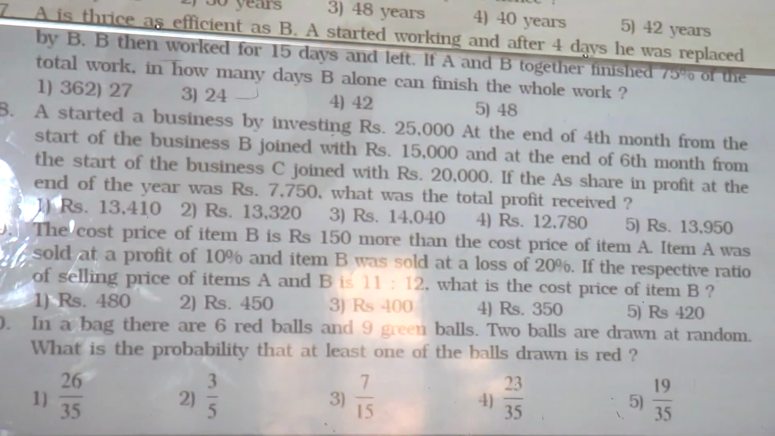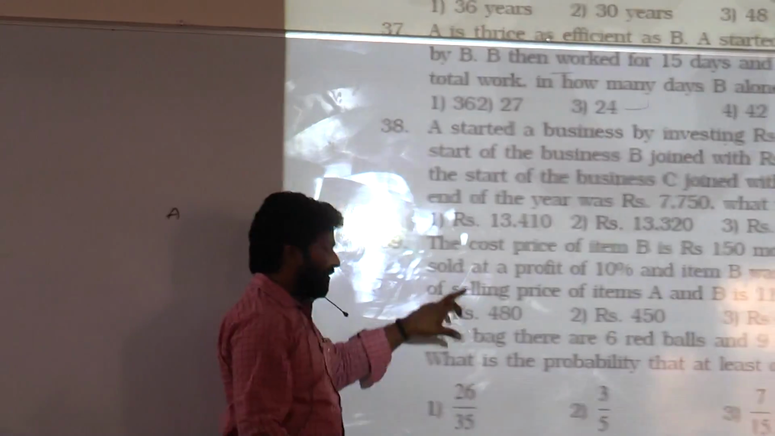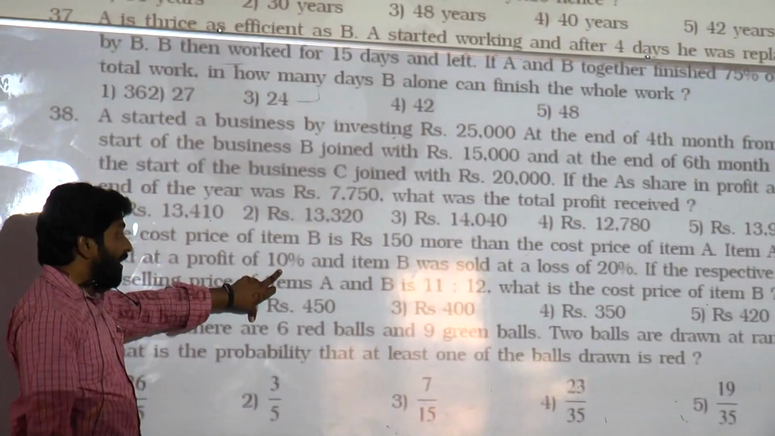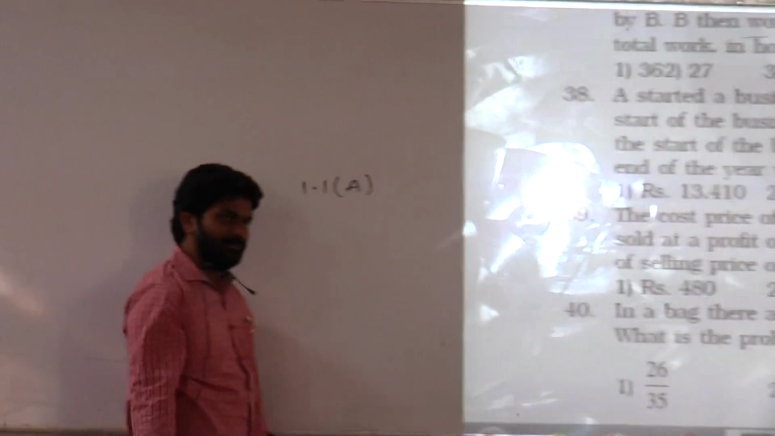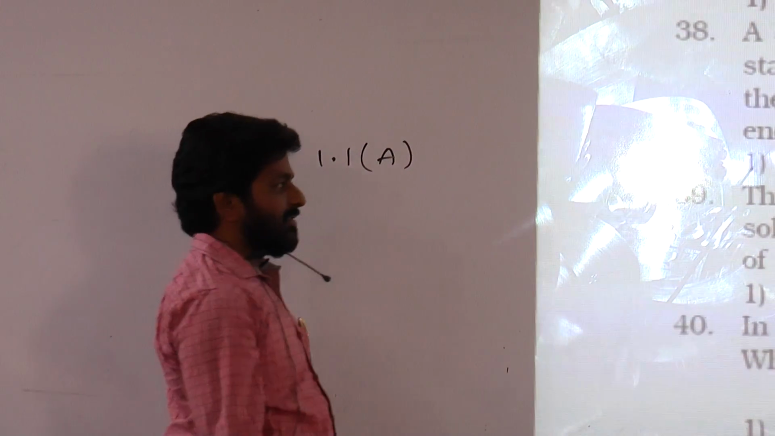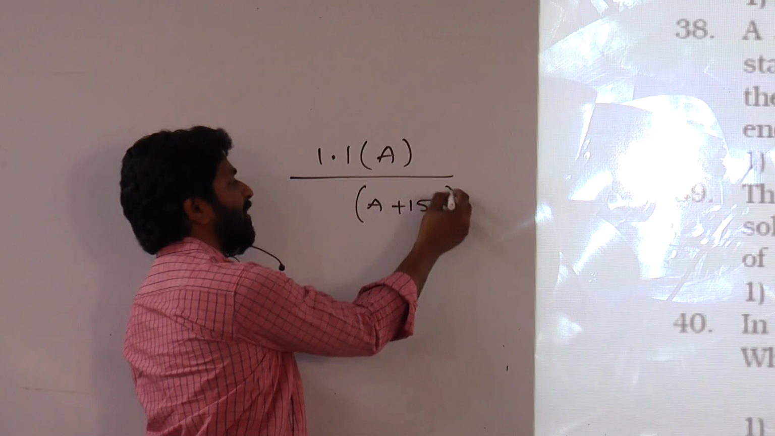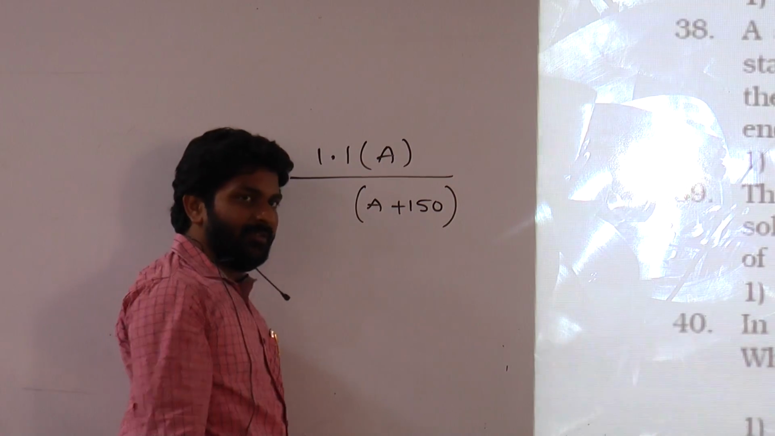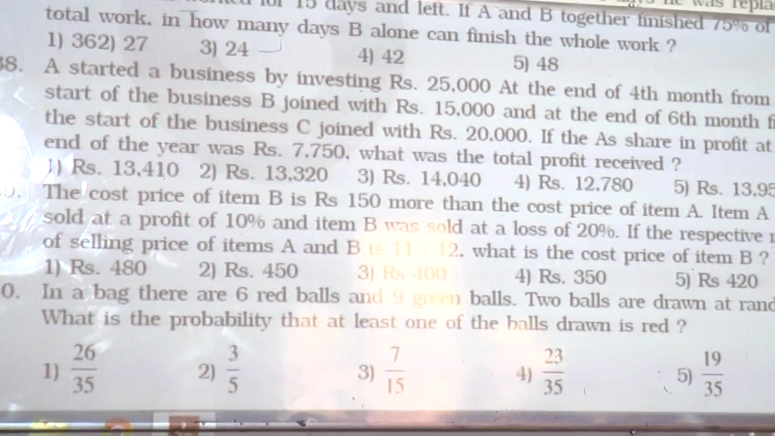Let's say cost price of A is A. And we are selling item A at a profit of 10%. 10% profit in the sense 110%. Can I treat it as 1.1 times of A? 110% in the sense 1.1 only, right? Next, the cost price of B is 150 rupees more than the cost price of A, so A plus 150. And we are selling item B at a loss of 20%. 20% loss is equal to 80%. Let us write 80% as 0.8.